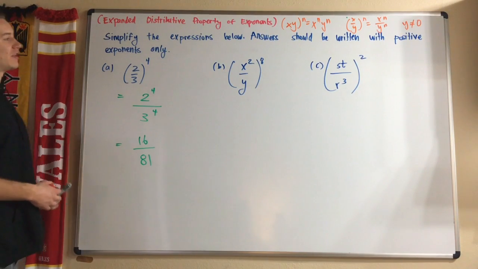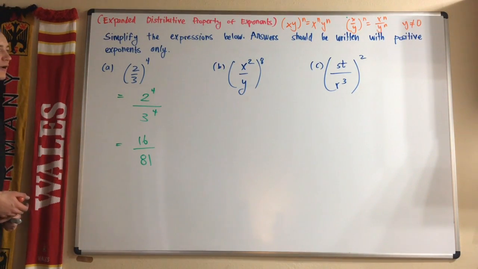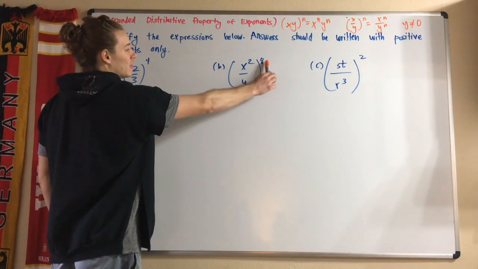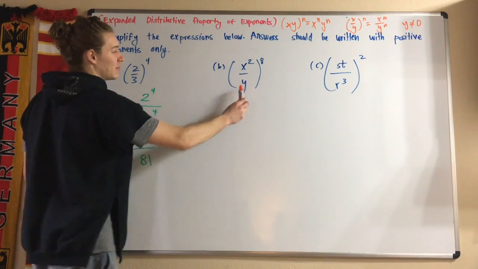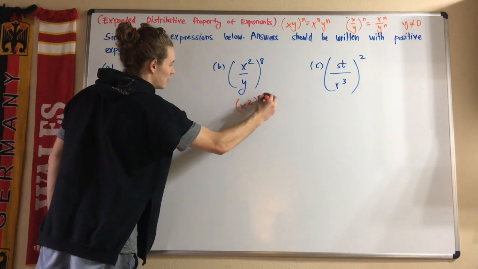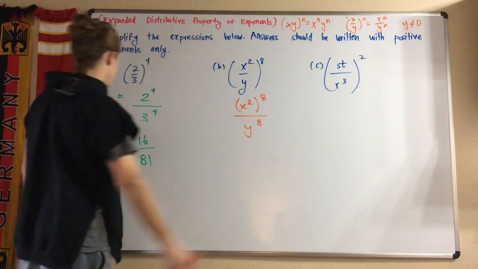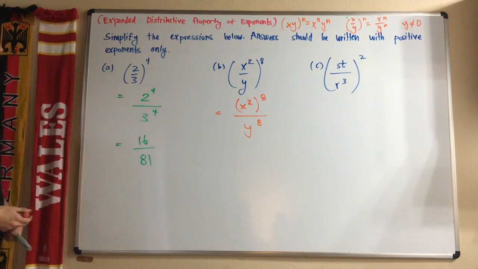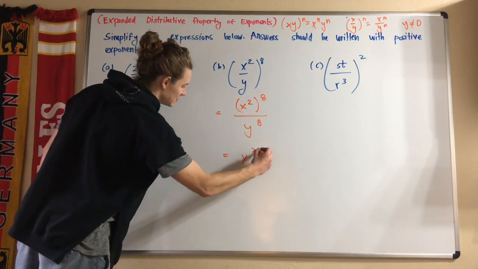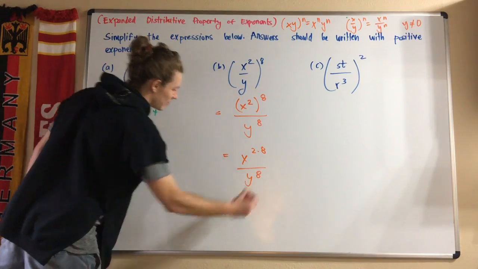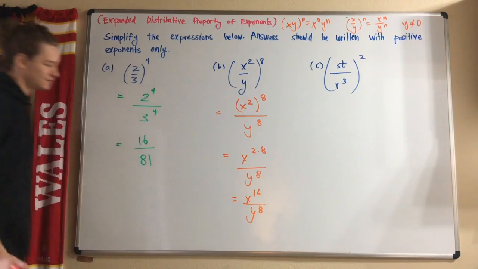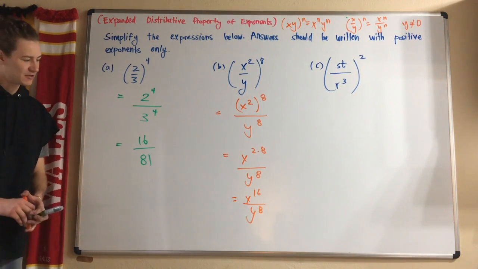In part B, we have the 8th power of the quotient of x squared and y. So what we're going to do here is apply the distributive property to this quotient, so that this 8th power distributes both to my x squared and to my y. When I do that, notice that I'm going to have x squared to the 8th power in my numerator divided by y to the 8th power in my denominator. So I'm going to have to use the power property of exponents to simplify my numerator. I can say that that's x to the 2 times 8 power divided by y to the 8th power, or x to the 16 divided by y to the 8th. And then you see we have our solution.